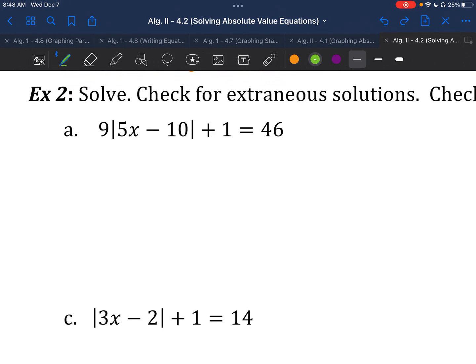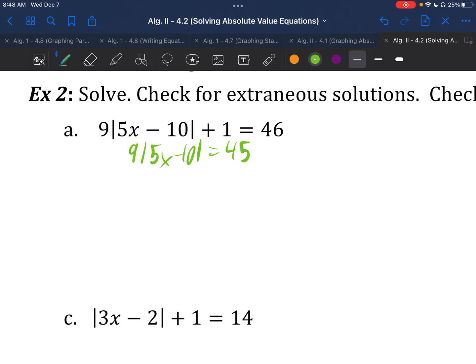So how we'll go about this is there's a little bit more math to do now. So we want the absolute value part to be isolated. The absolute value part is just what's in the bars, so the 5x minus 10. So that means what's with it that we need to get rid of is the 9 being multiplied and the 1 being added. Remember, we get rid of addition and subtraction first, so we'll subtract 1.